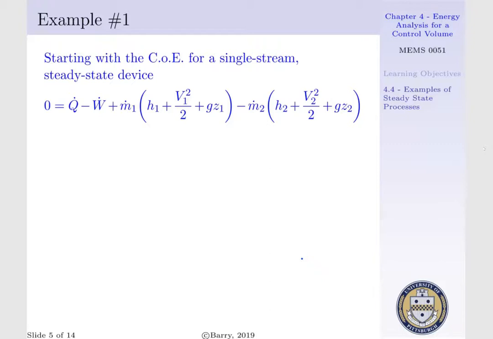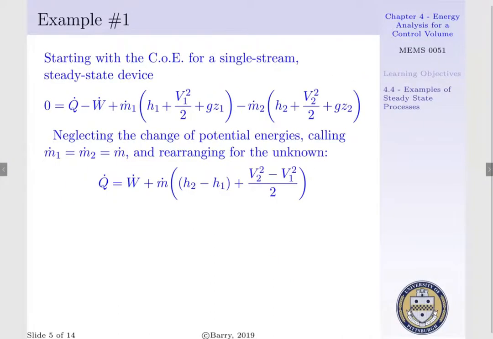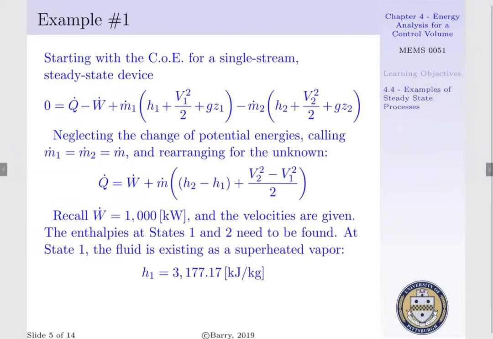Now, if we neglect our potential energy contributions within our system, we can rearrange our expression for Q dot, recognizing M dot 1 and M dot 2 are identical. Thus, Q dot is equal to W dot plus M dot times the quantity H2 less H1 plus V2 squared minus V1 squared over 2. We know W dot and our velocities within the system. Thus, we need to determine our enthalpies at state 1 and state 2.